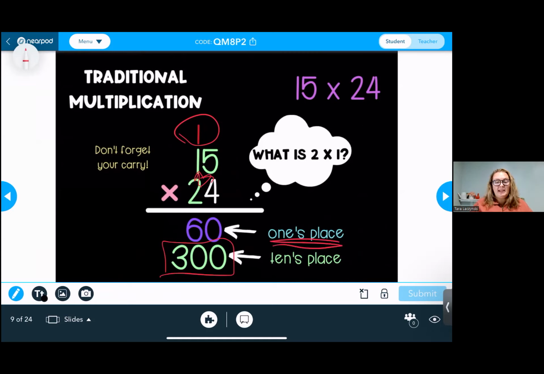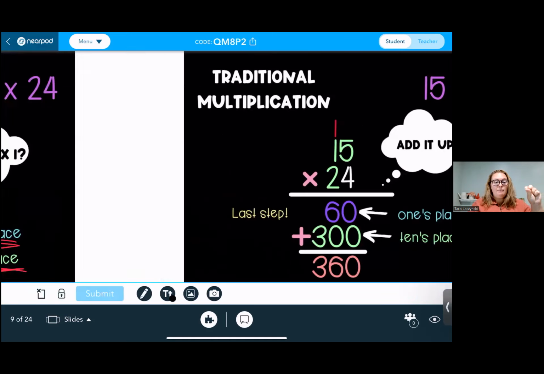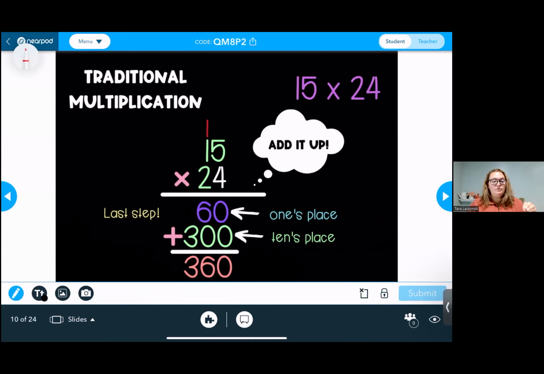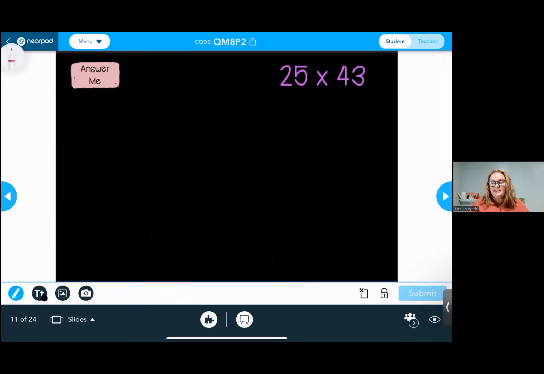Once I have my ones place row and my tens place row, now I need to put these two together. I'm going to stack and add them, making sure that my place values are matched. 0 plus 0 is 0. 6 plus 0 is 6. 3 plus nothing is 3. That gives me 360. All right, friends, let's take a look at an example.